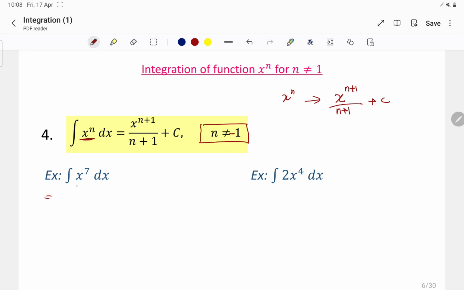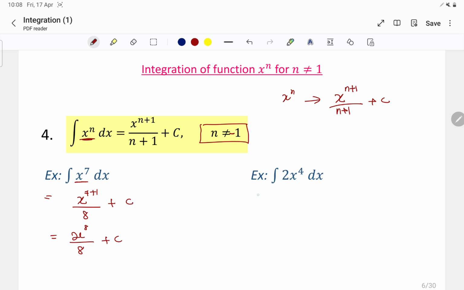Here we integrate x to the power of 7, x to the power of 7 dx. So the first step is you copy x to the power of 7, then you add 1 and divide by 7 plus 1, which is 8. Here you put plus c, so you're going to get x to the power of 8 divided by 8 plus c. This is how you do it.